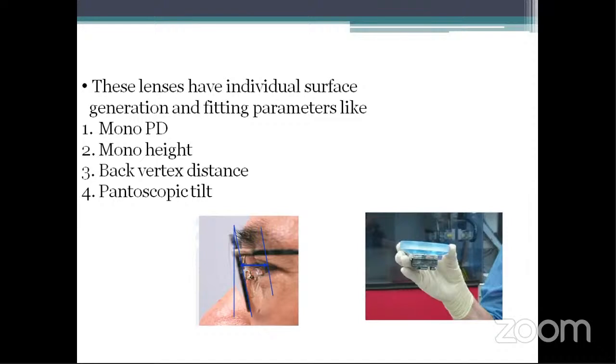These lenses, as I told, have individual surface generation, and they are made individually for that patient, for that prescription. Certain fitting parameters are considered, such as the monocular PD, the monocular height, the back vertex distance, pantoscopic tilt, etc.